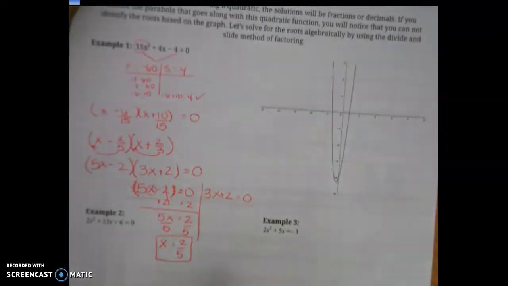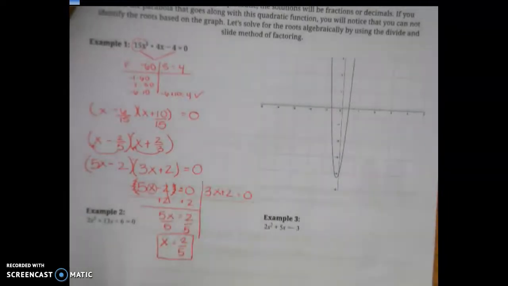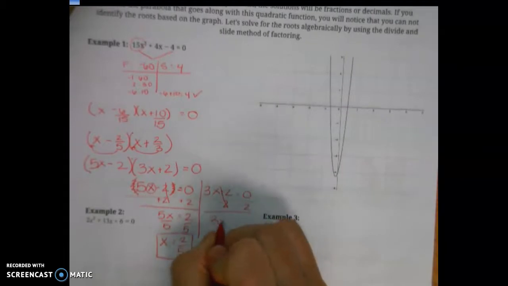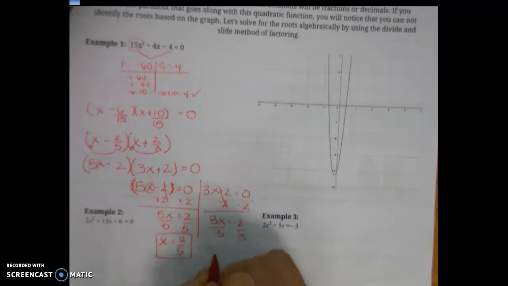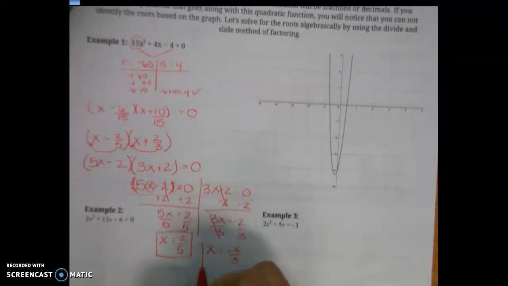Okay, just like all the other quadratic equations that we've solved, there's usually a second solution. So I'm going to solve this equation for x. I'm going to minus 2 from both sides. I get 3x equals -2. And I'll divide both sides by 3. Okay, -2 is not divisible by 3, so I'm just going to write it as a fraction, -2/3. Okay, so I have two solutions to example 1, 2/5 and -2/3.